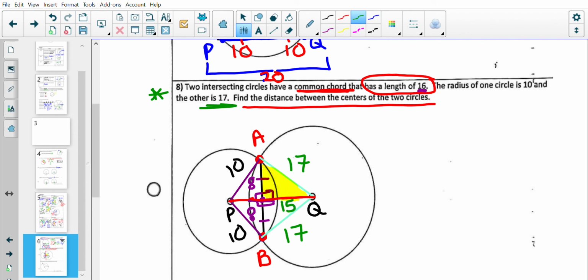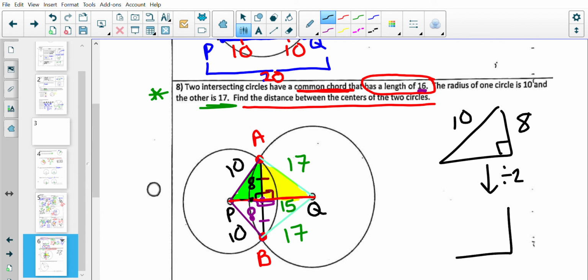But then we have another triple also. Well, not a direct triple. We have something, 8, 10. Well, if you take the 8 and the 10 and divide by 2, we're going to get a 4 and a 5. So this is a 3, 4, 5. Don't forget to multiply back. So that bottom side is a 6.